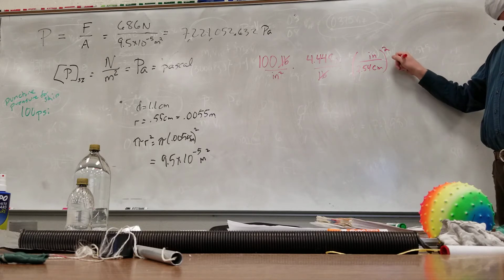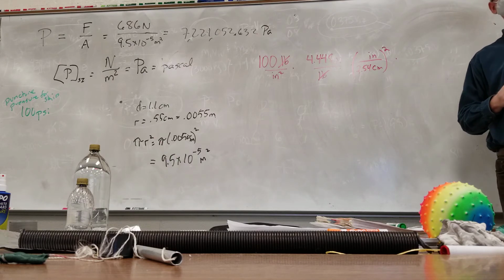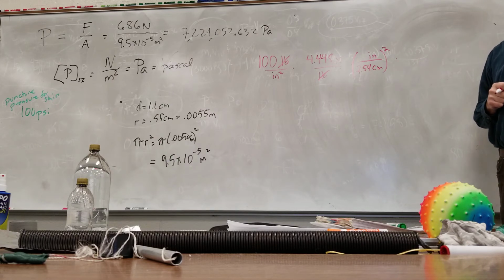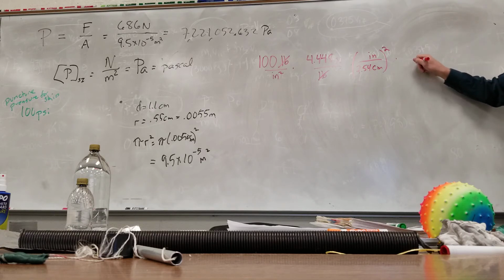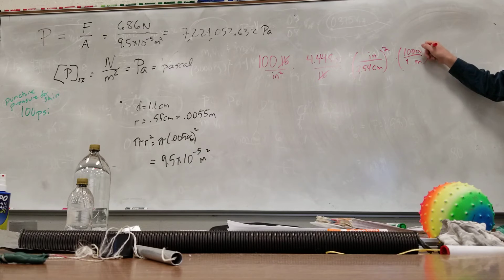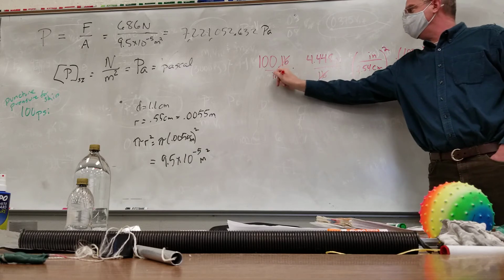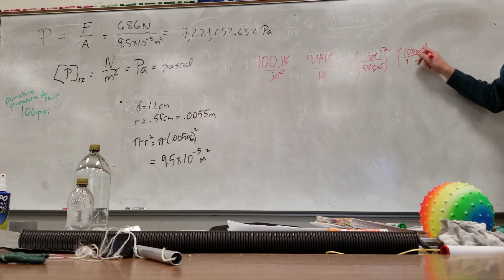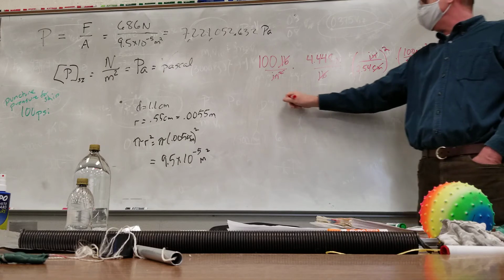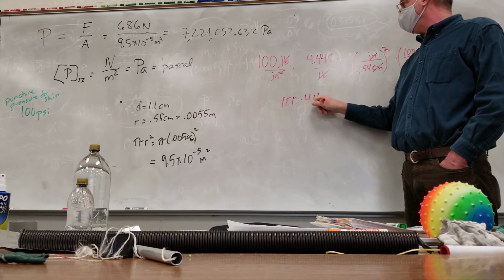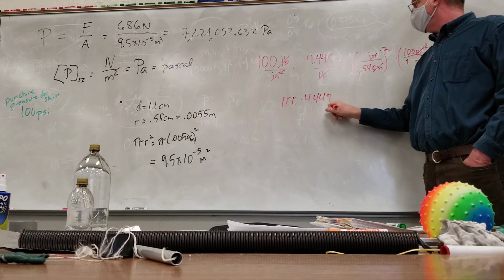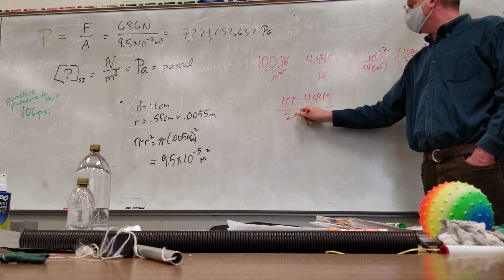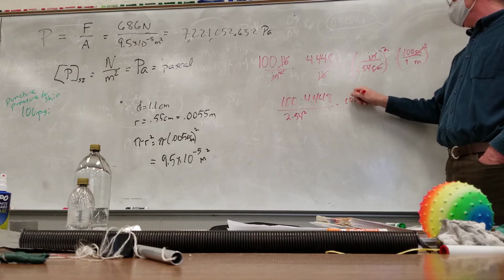And ultimately, we want meters. So how many meters in a centimeter or centimeters in a meter? 100 centimeters per meter. Right? And since we want meters on the bottom, it's 1 meter here, 100 centimeters on top. So my square inches here will cancel out with those inches there because it's squared. And my square centimeters here will cancel out with those square centimeters. And so our math problem is just 100 times 4.448 divided by 2.54 squared, and then times 100 squared.